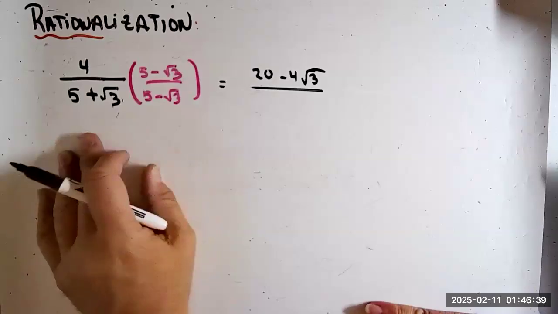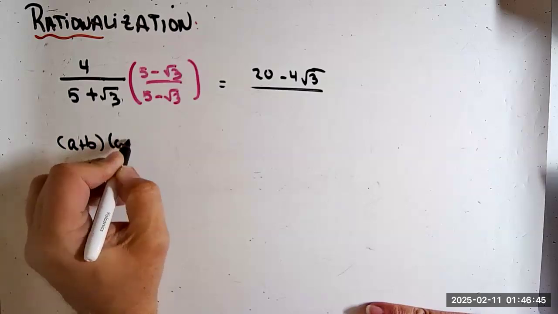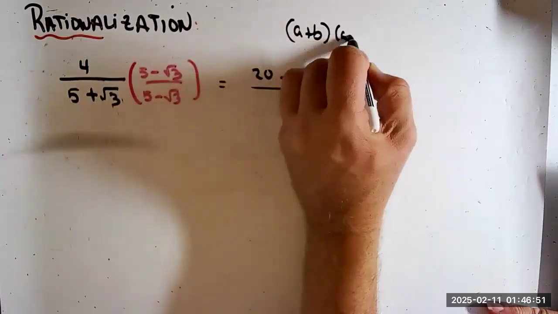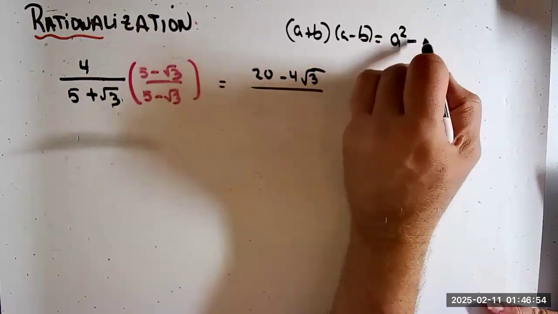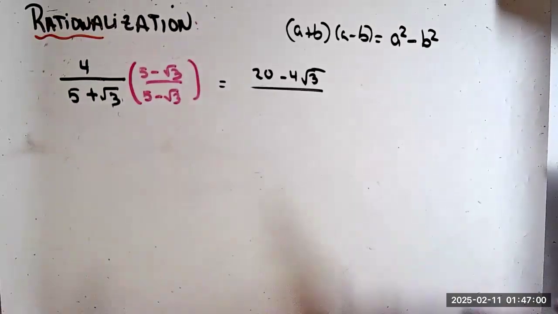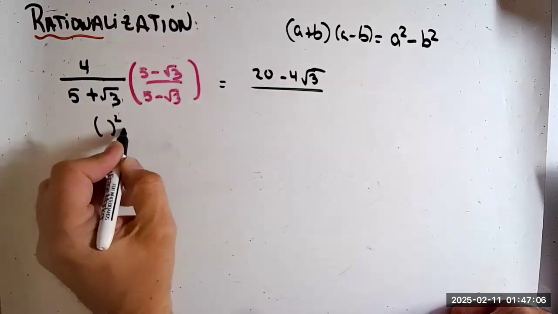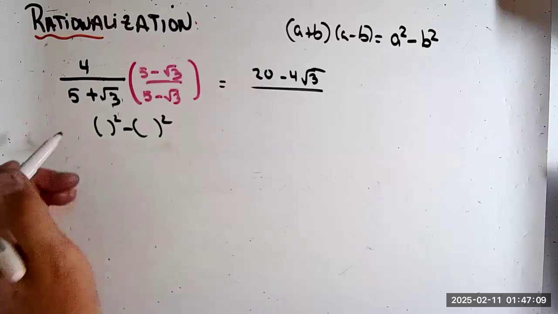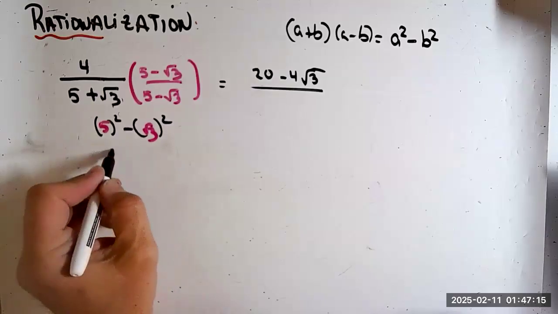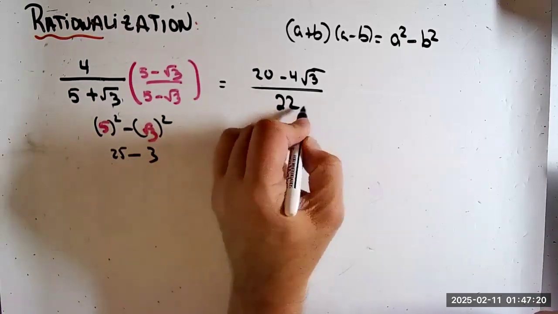What do I have in the denominator? This is a pair of conjugates. This is always A plus B times A minus B. This is A squared minus B squared. Multiplication of conjugates. Difference of squares written from left to right instead of right to left. So here it will be A squared minus B squared. So the quote unquote A would be 5 and B radical 3 here. 5 times 5, 25 minus radical 3 squared, that would be 3. 25 minus 3, 22.